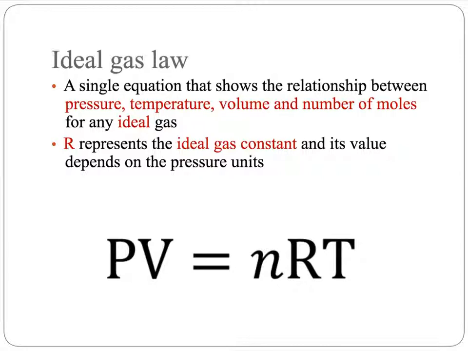ideal gas. There is an ideal gas constant present in the ideal gas law using the letter R, and its value depends on the pressure units. I will always give you the ideal gas constant so that you don't need to worry about memorizing those particular examples. But the ideal gas law is a formula you need to remember, and it states PV equals nRT. Pressure times volume equals the number of moles times the constant times the temperature. Temperature, remember, needs to be in Kelvin.